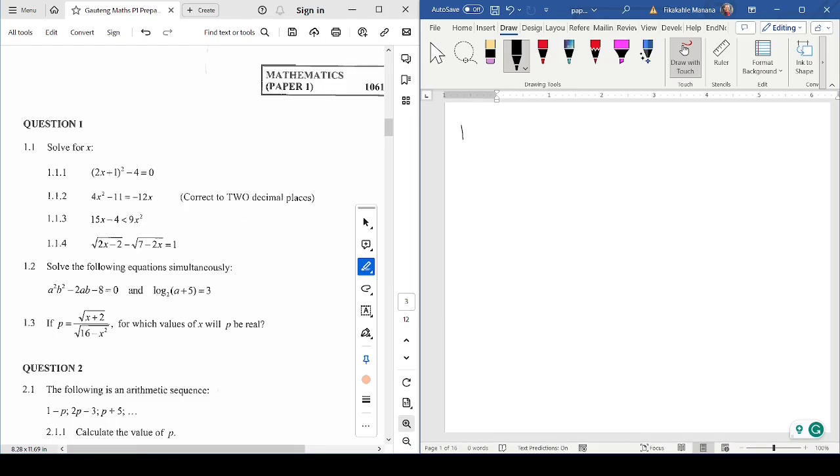All right, otherwise let's get into 1.1.3. We are given 15x minus 4 is less than 9x squared. So what I'm gonna do is just rearrange, bring the 9 this side, it becomes minus 9x squared plus 15x minus 4 is less than 0 now.